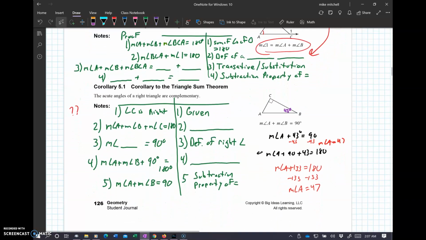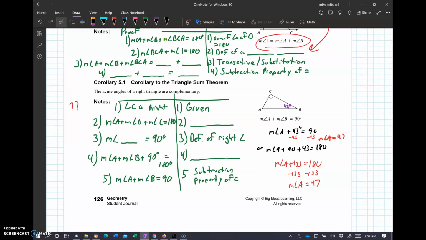And then we have a corollary here to that. That's why they had that corollary term. The acute angles of a right triangle are complementary. Again, we'll come back to this proof in another video, I suspect.